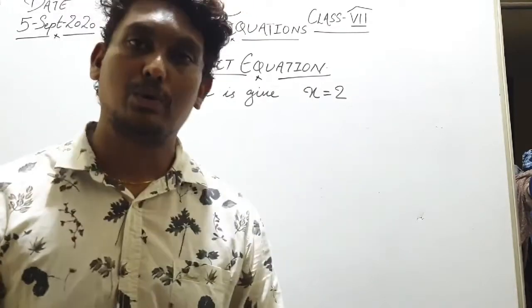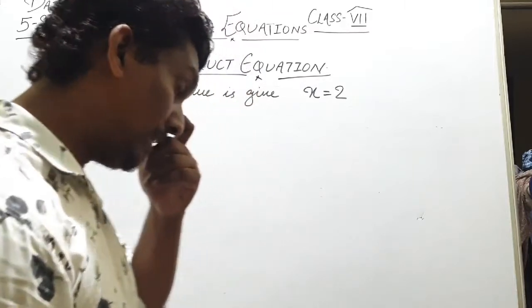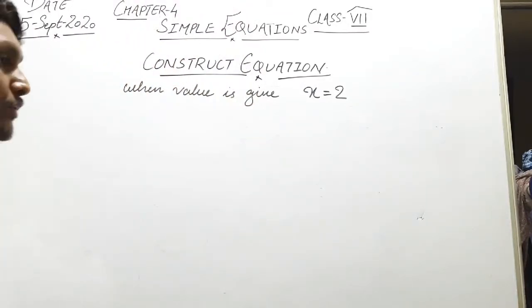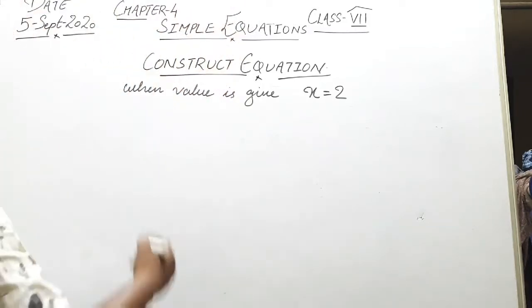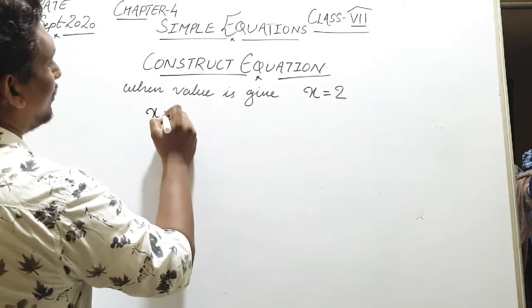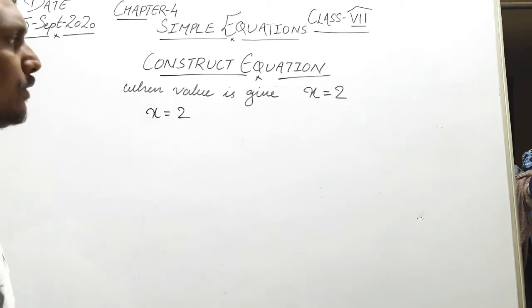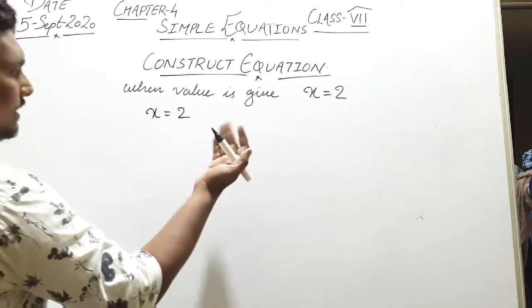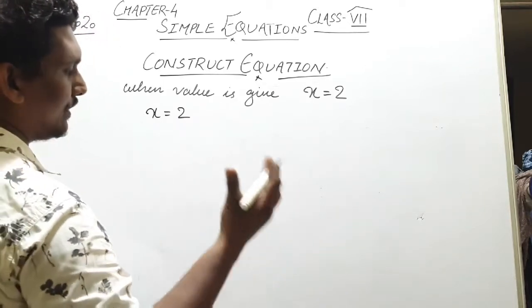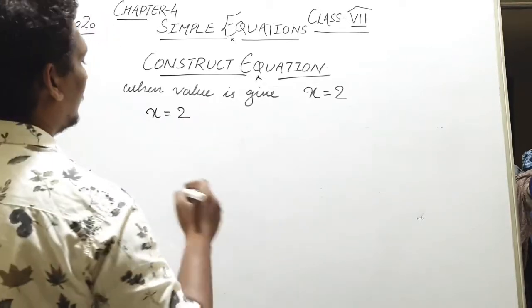x is equal to 2. So by using this x is equal to 2, we have to make the equation. It's very easy, not too hard. So x is equal to 2. This is the question. First we will multiply both sides with 10 or any random number. Whatever you want, you can take it.